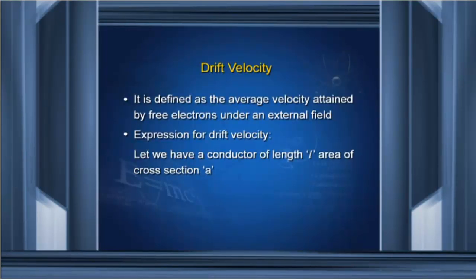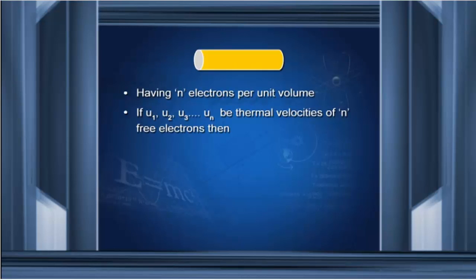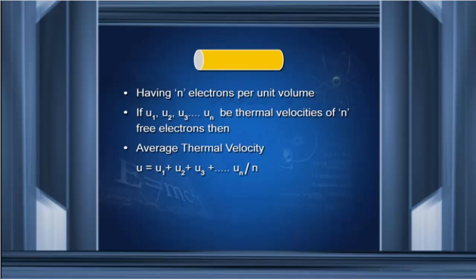Let's study the derivation for drift velocity. Let we have a conductor of length L, area of cross section A, having n electrons per unit volume. If u1, u2, u3, ... un be the thermal velocities of n free electrons, then the average thermal velocity u equals (u1 + u2 + u3 + ... + un) divided by n.